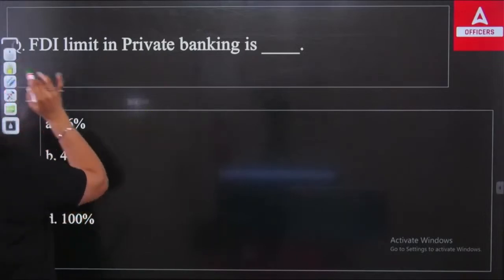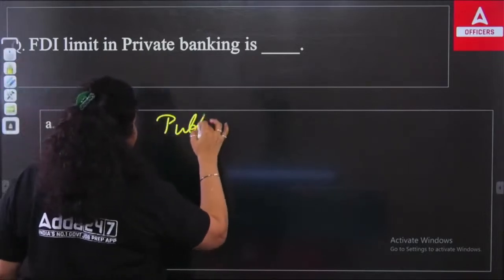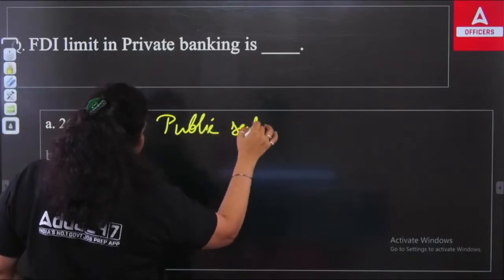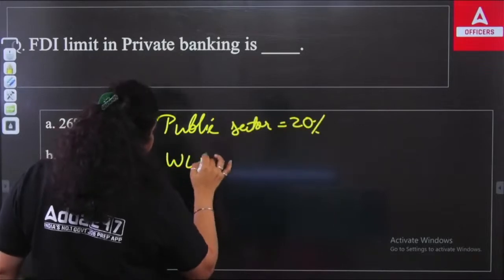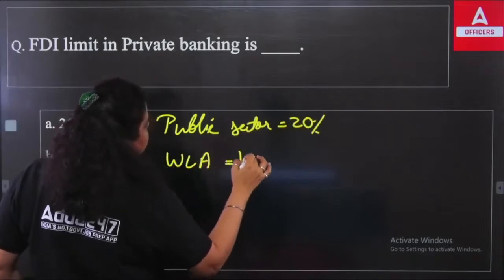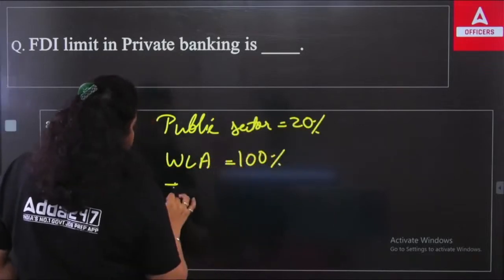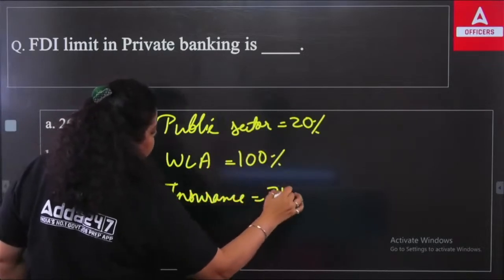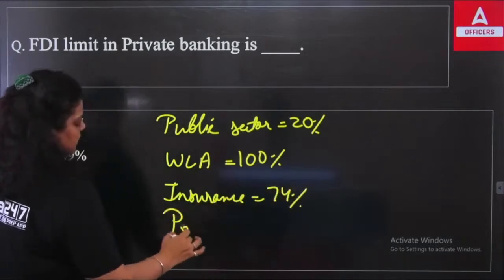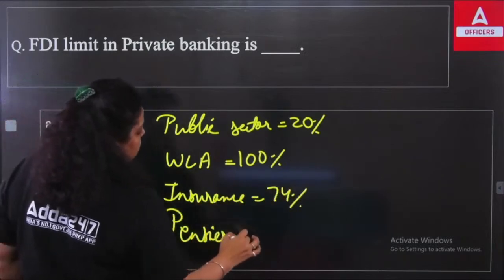In the public sector banks, we have 20% only. Public sector banks will have 20% FDI. The white label ATMs will have 100% FDI allowed. The insurance sector now has an FDI of 74%. The pension sector has FDI of 49%.